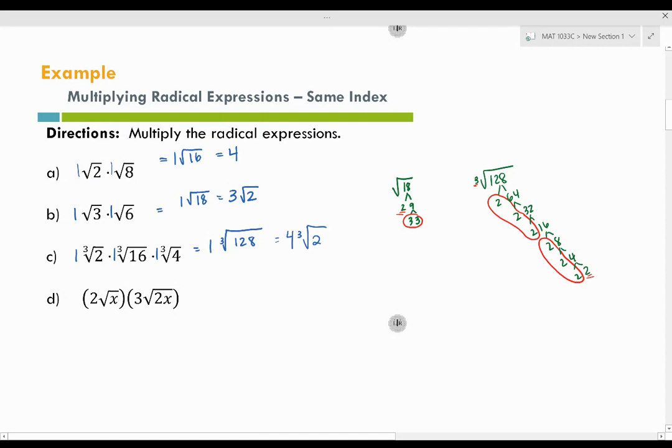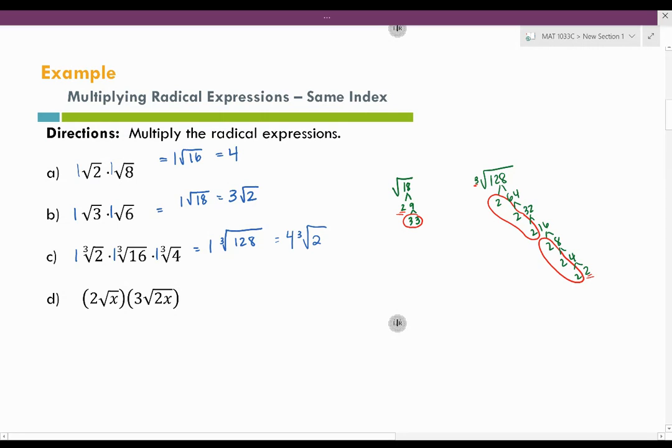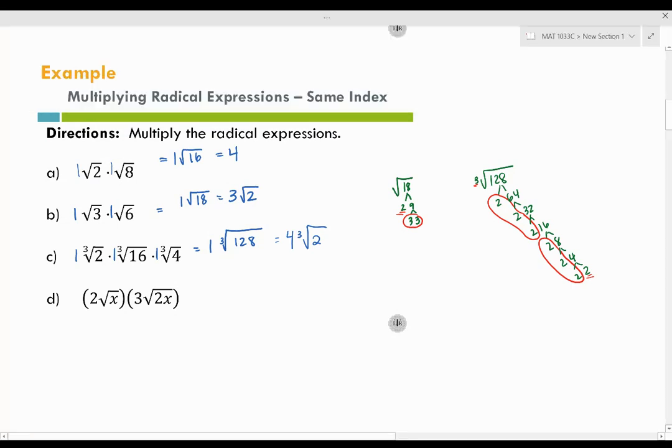All right, so our indexes are the same. Our directions say that we're going to multiply the expressions on the outsides together first. Then we're going to multiply the expressions underneath together and simplify if necessary. So let's see. We have 2 times 3, which is 6, on the square root of 2, because we need to multiply x times 2x. That's 2x squared. So now we need to simplify.